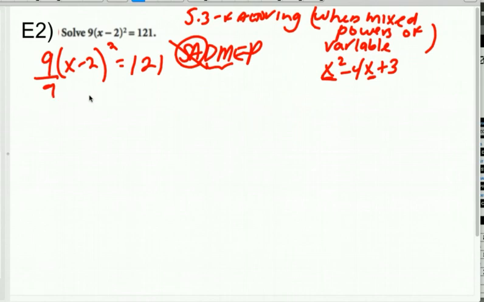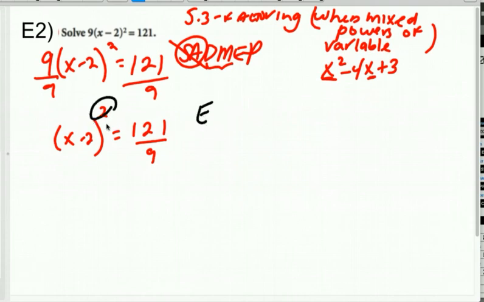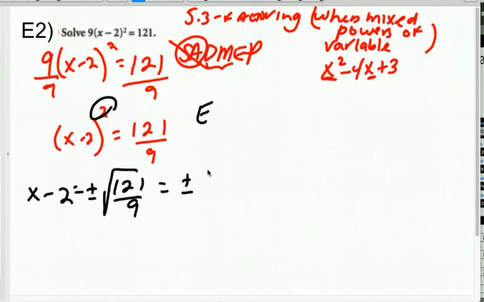I can divide both sides by 9. It does not get much nicer than 121 divided by 9, so as much as you're going to hate that, you kind of got to leave it that way. But it is worth noting that 121 and 9 are both perfect squares, right? So then I'd look at my exponent and I say, cool, I need to get rid of that squared. So I'm going to write a plus or minus the square root of 121 over 9, which for the record is plus or minus 11 over 3, right? Because 121 is a perfect square and so is 9.